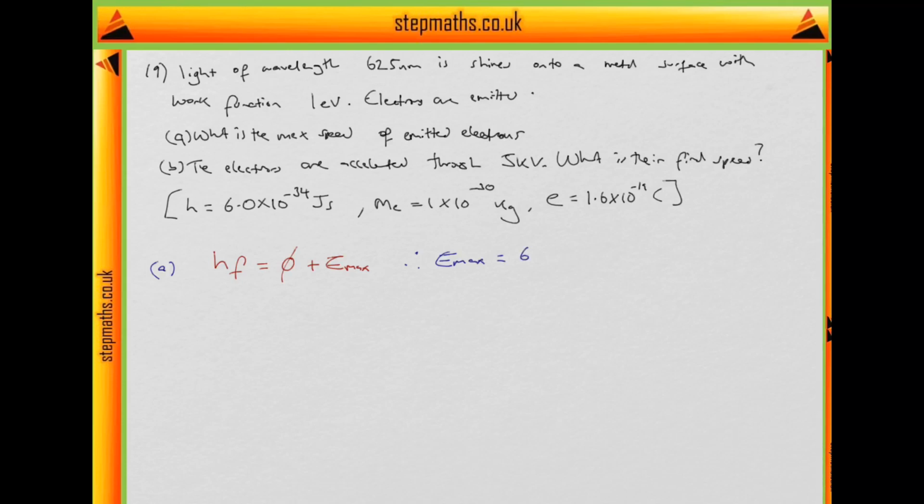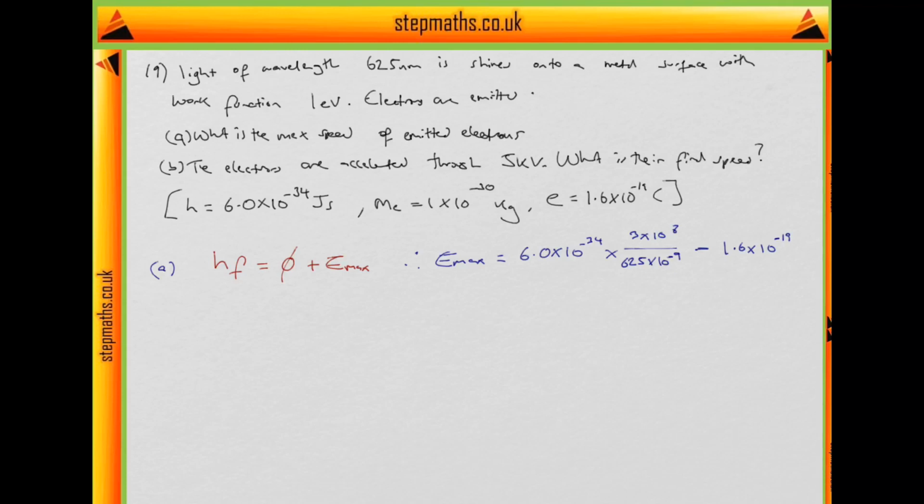So h, we were told, is the Planck constant, which is 6 times 10 to the minus 34, times the frequency. Well, 625 nanometers is the wavelength, and we know that c is f lambda. So f is going to equal c over lambda, the speed of light over lambda. So that's 3 times 10 to the 8 divided by lambda, which is 625 times 10 to the minus 9. And it's this minus the work function. The work function we were given is 1 electron volt, and we know that 1 electron volt is 1.6 times 10 to the minus 19 joules.